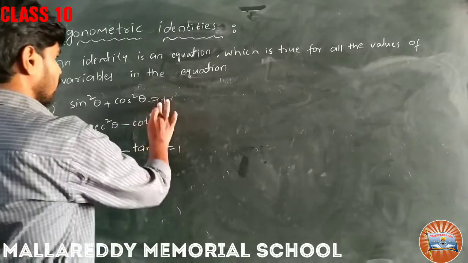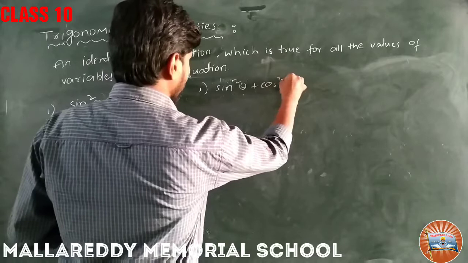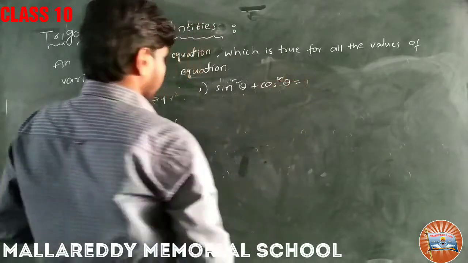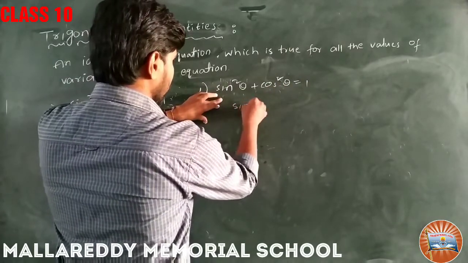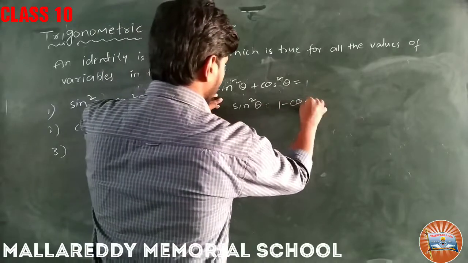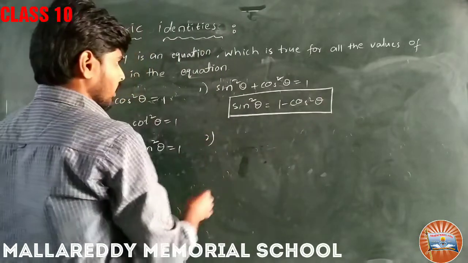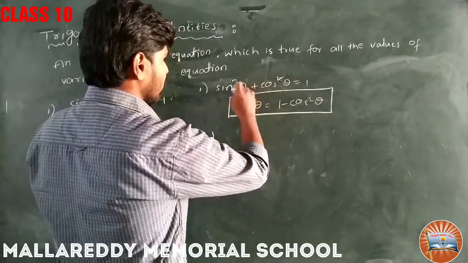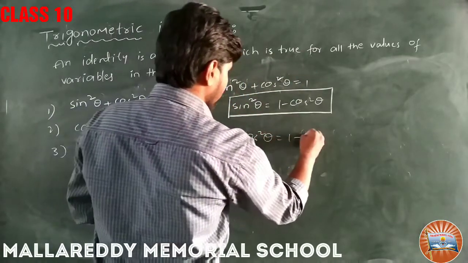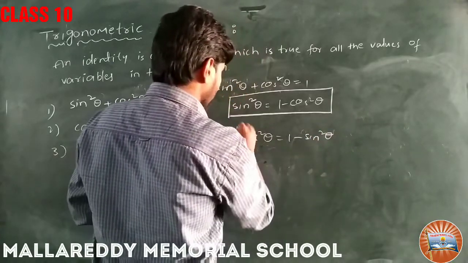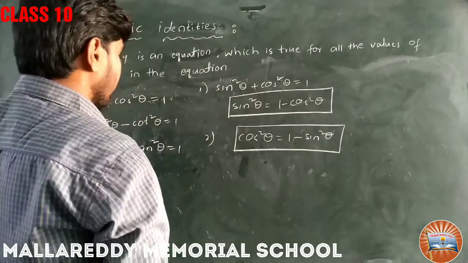Look at here first. I am taking sin square theta plus cos square theta equals 1. If you bring this cos square theta to the RHS, it becomes sin square theta equals 1 minus cos square theta. This is one formula. Next, if you bring this sin square theta to the RHS, cos square theta equals 1 minus sin square theta. We can use these as formulas in the problems. Keep it in your mind.